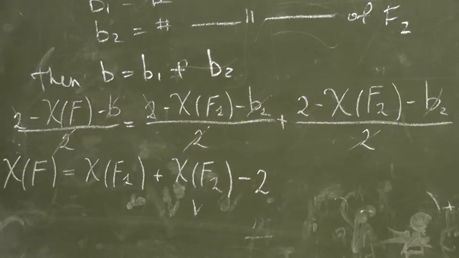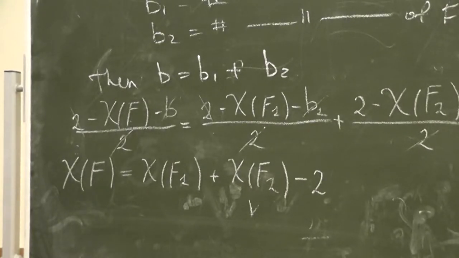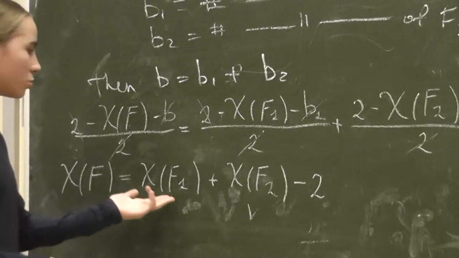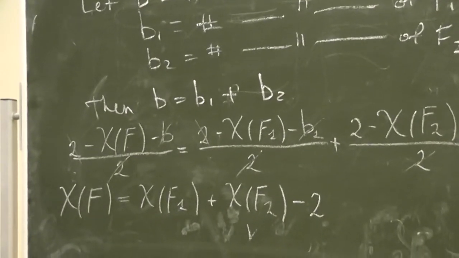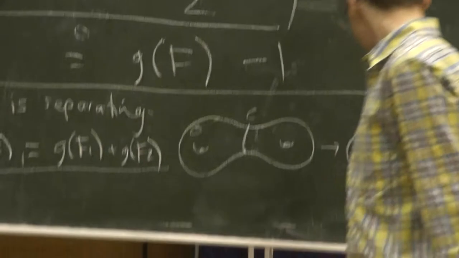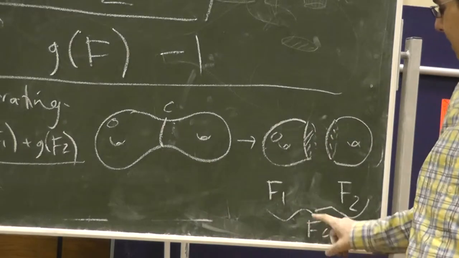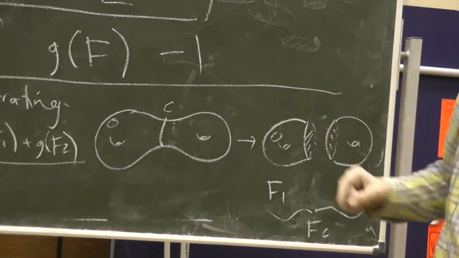We can cut out two discs from F1 and from F2. Maxim wants to tell that while gluing these two surfaces, we cut two discs, so then we glue them. Well, we've already explained that the Euler characteristic of FC is the Euler characteristic of F plus 2, we've shown that. The Euler characteristic of FC is precisely the Euler characteristic of F1 plus the Euler characteristic of F2. We don't need to do any cutting to have the same.